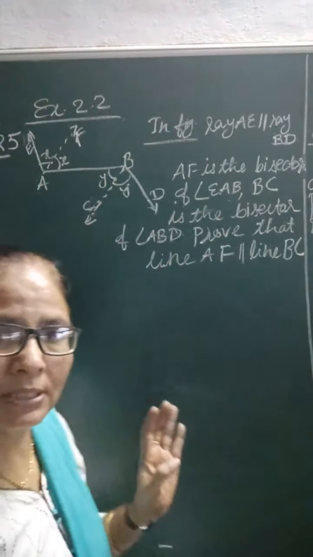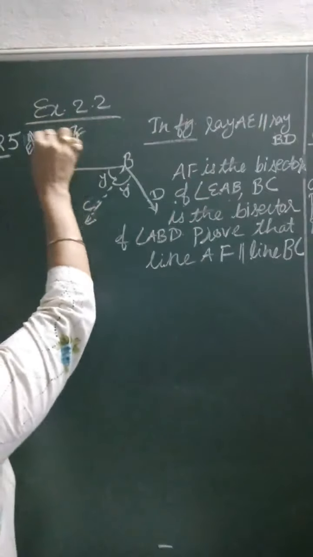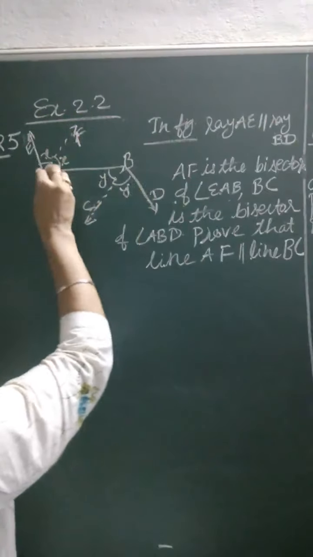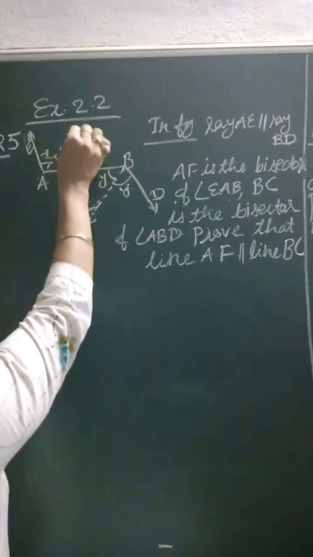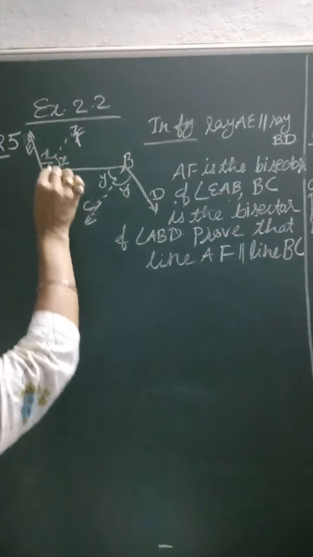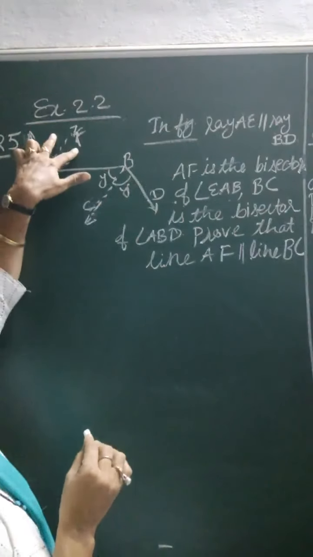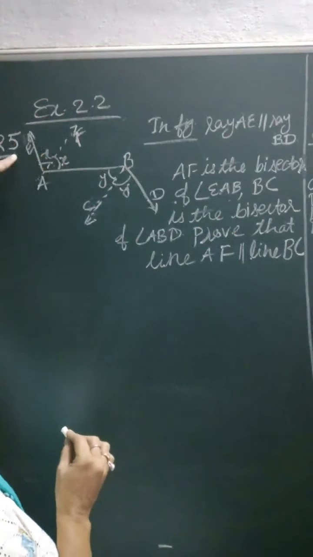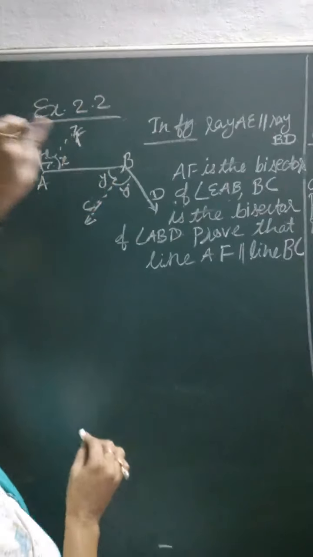Now what is meant by bisector? If AF is the bisector of angle EAB, it means angle EAF is equal to angle FAB. Here it is shown by XX. Means both these angles are equal, as AF is the bisector of angle EAB.